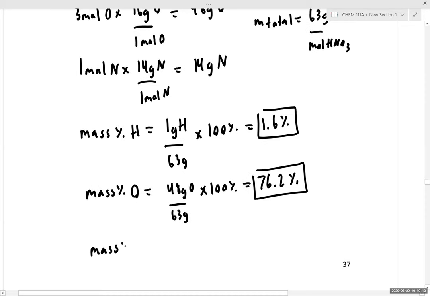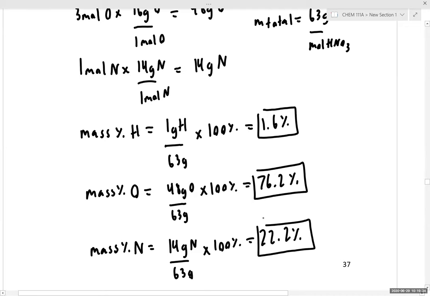Okay. Let's calculate the mass percentage of nitrogen now. We have 14 grams of nitrogen over 63 grams times 100%. If we did everything correctly, these should all add up to 100%, and we get 22.2% for our mass percentage of nitrogen. Now, if we add all of these percentages together, we do in fact get a total mass percentage of 100%, which means that we've likely not committed a major calculation error.